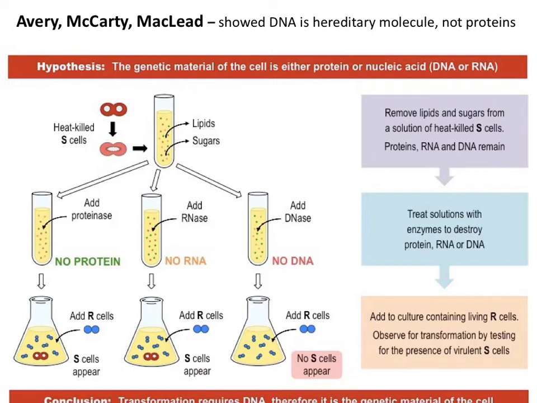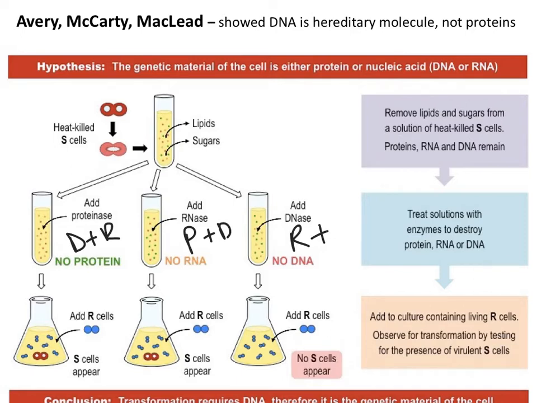So how did they prove that it was DNA? So they took some heat-killed S cells and split it up into 3 groups. One of those groups had DNA and RNA, but no protein. One had proteins and DNA, but no RNA. And then one had RNA and proteins, but no DNA.